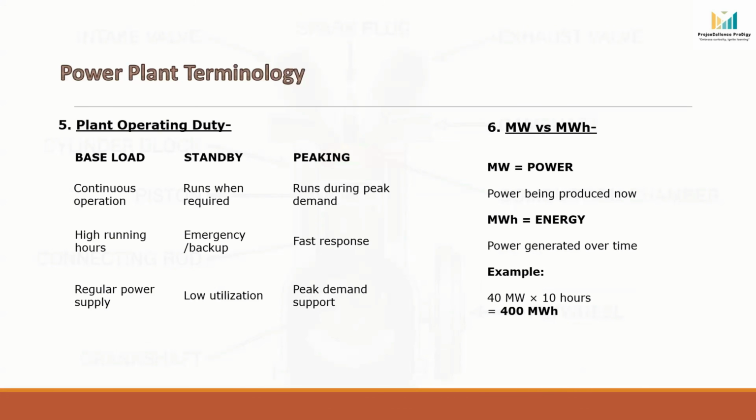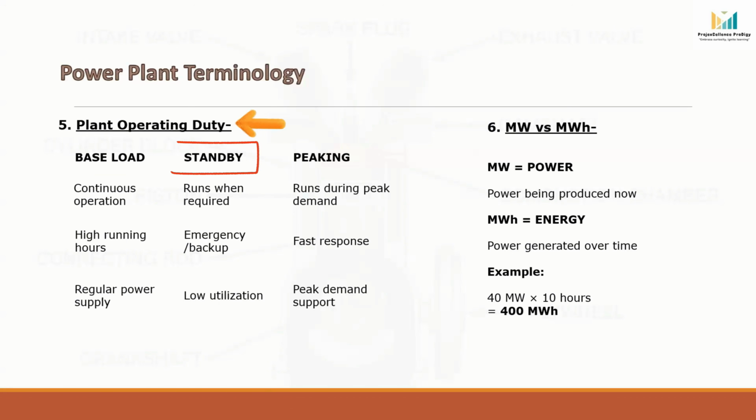Another important power plant terminology is plant operating duty. It simply tells us how and when a power plant is expected to operate. Based on its operating requirement, a power plant can generally work as a base load plant, standby plant, or peaking plant. A base load plant is designed to operate continuously for long periods and supply the regular power demand. Because it operates continuously, it normally has high running hours and high utilization. For example, if our 45 megawatt engine power plant is operating continuously throughout the day to supply regular electricity, we can call it a base load power plant.